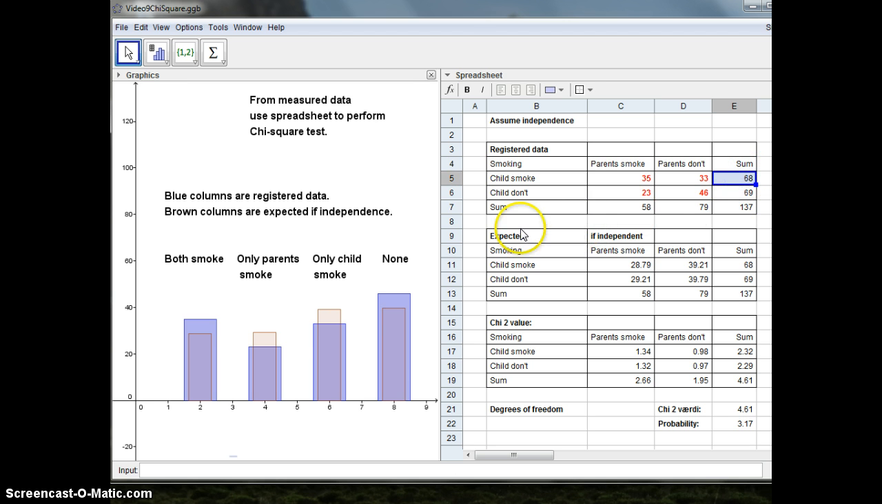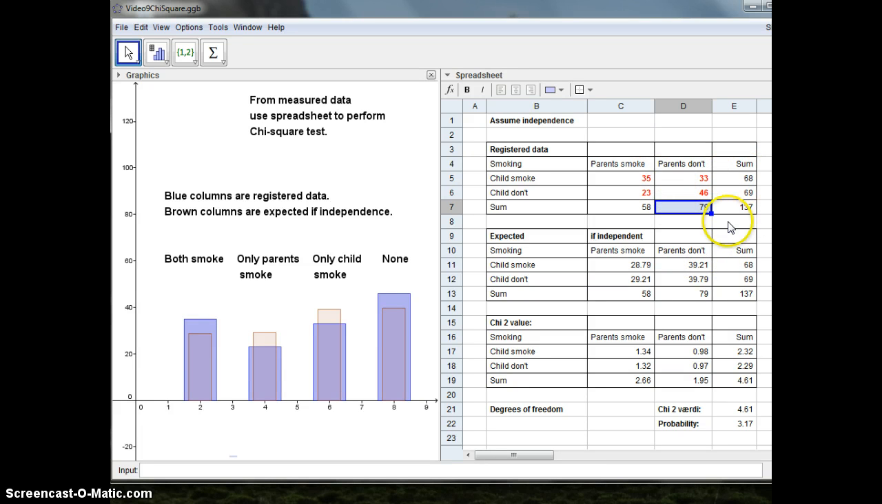There are 68 smokers among the children. There are 69 non-smokers among the children. And by the parents, there are 58 homes where the parents smoke and 79 homes where the parents don't smoke.